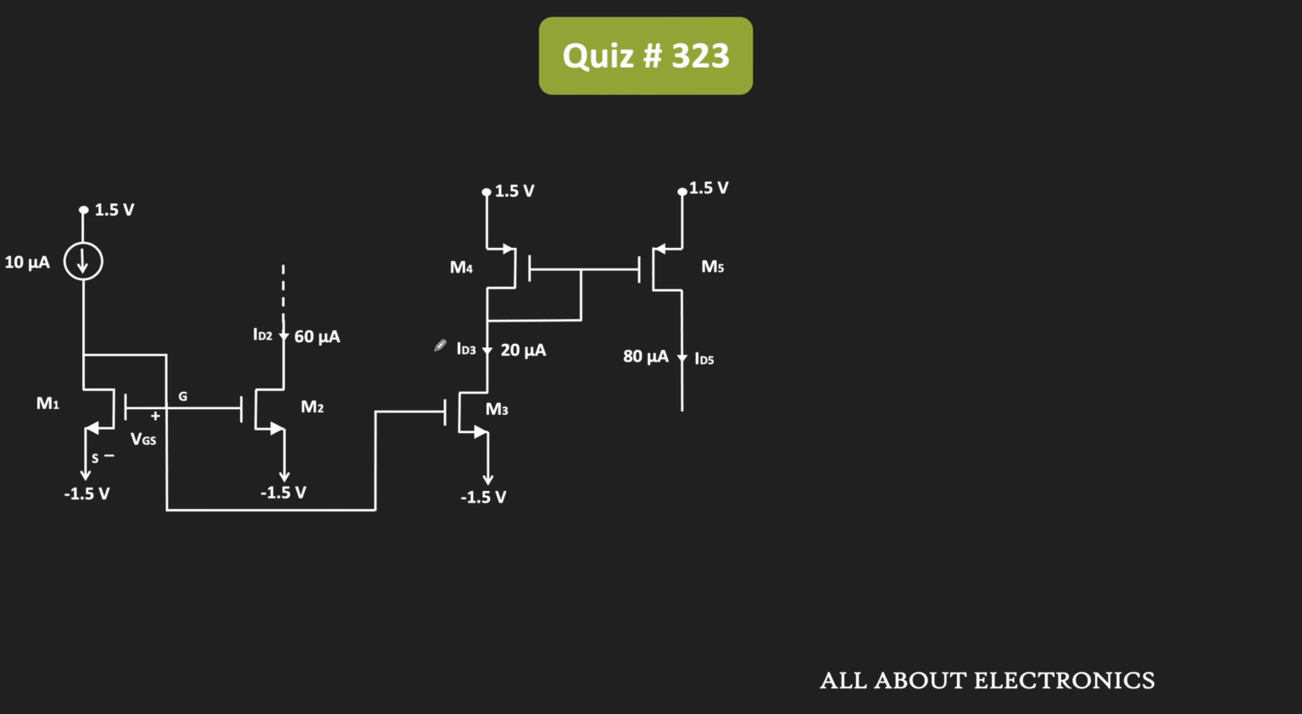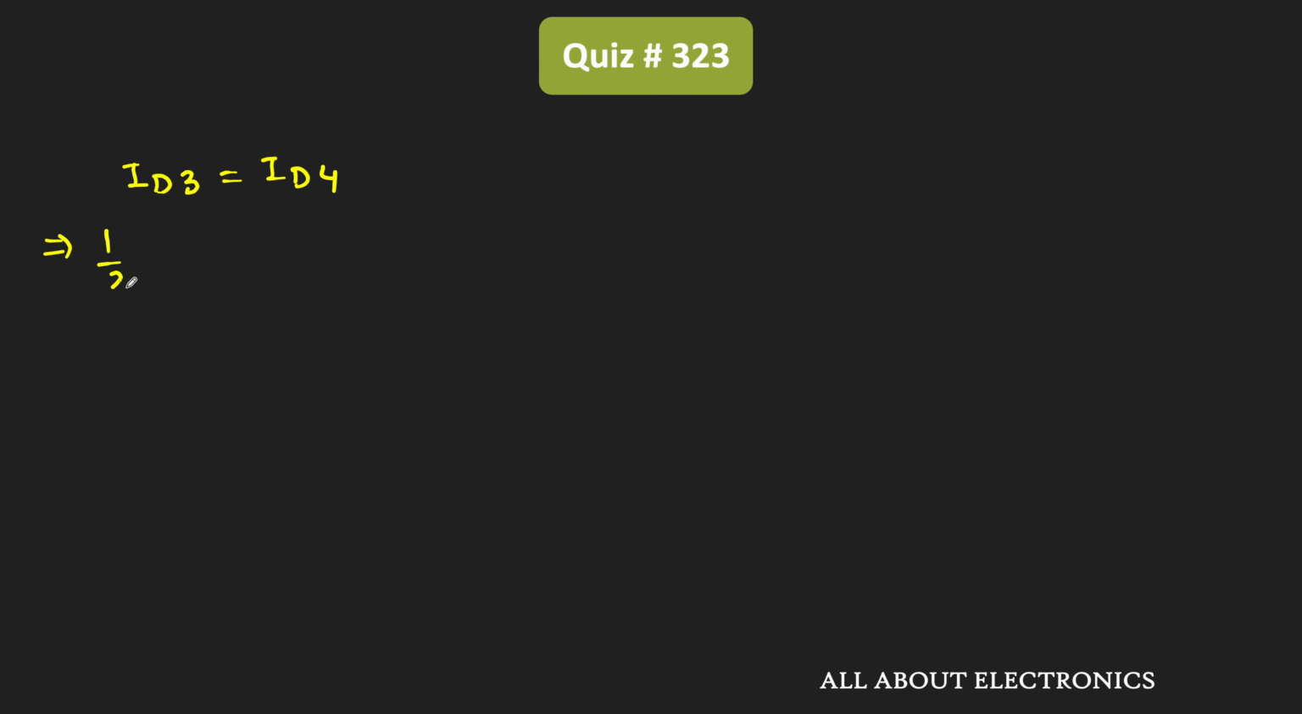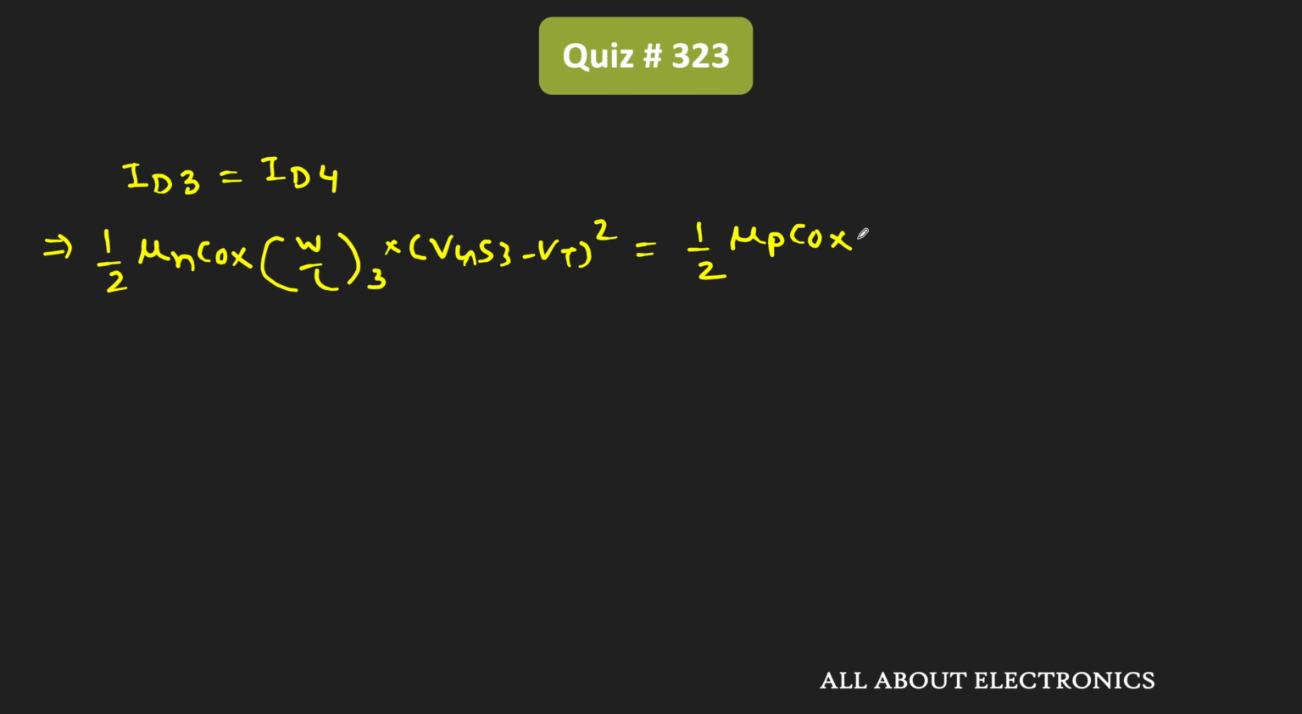Now if you observe over here, then the same current ID3 will also flow through the M4 because the gate current is almost negligible. So we can say that this ID3 is equal to ID4, and we can write it as half times mu n times Cox times W by L of 3 times VGS3 minus VT whole square, that is equal to half times mu p times Cox times W by L of this fourth transistor times this VSG minus VTP whole square.